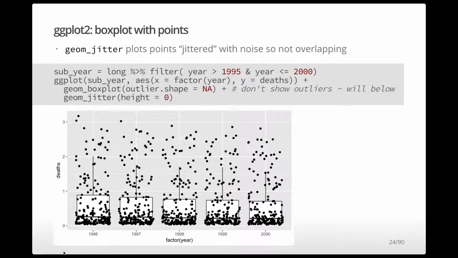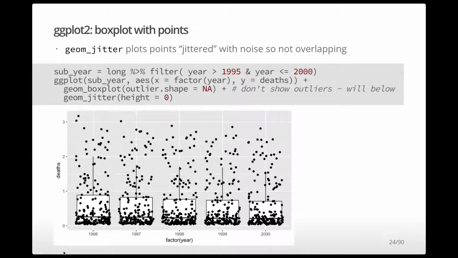So we said the shape is missing, which means it will not plot those little points. It'll just give me the box and whiskers, right? It won't give me the outlier points. The reason we want to do that is we're going to plot the points ourselves. Geom jitter will plot the points on top of everything. It's kind of like geom point, but if I plot a point, every single record with 1996 is just going to be one column of things.